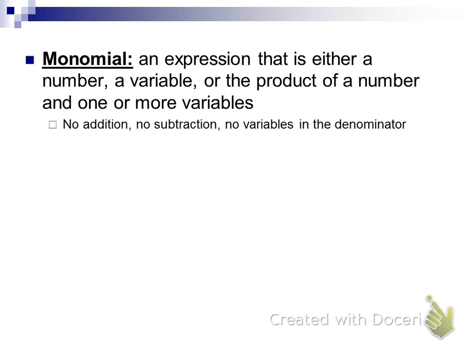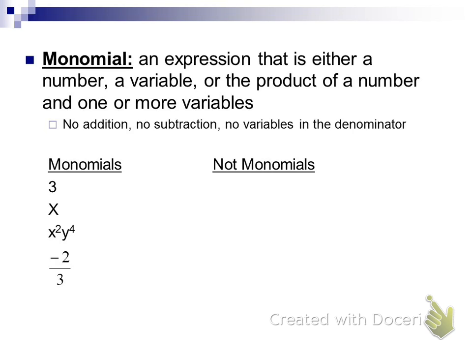So it can have a coefficient, it can be a constant, meaning no variables, it can have multiple variables in it, as long as there's no adding or subtracting. All right, so here are some examples of monomials. 3 would be a monomial, x would be a monomial, x squared, y to the 4th. Negative 2/3. Here are some that would not be monomials.